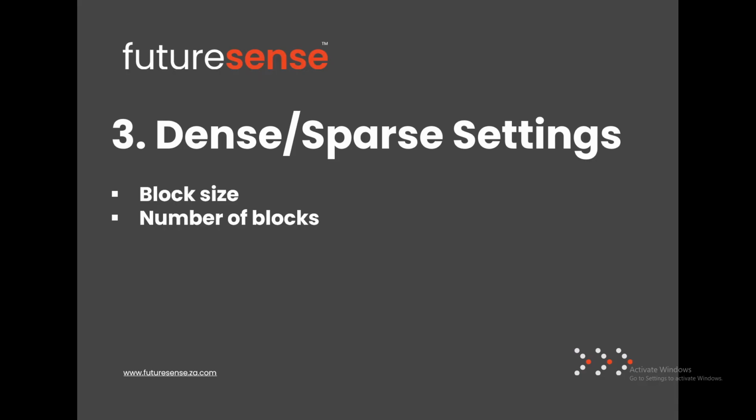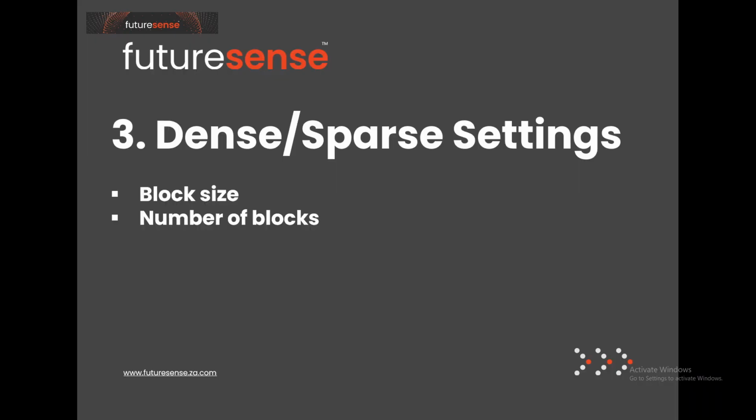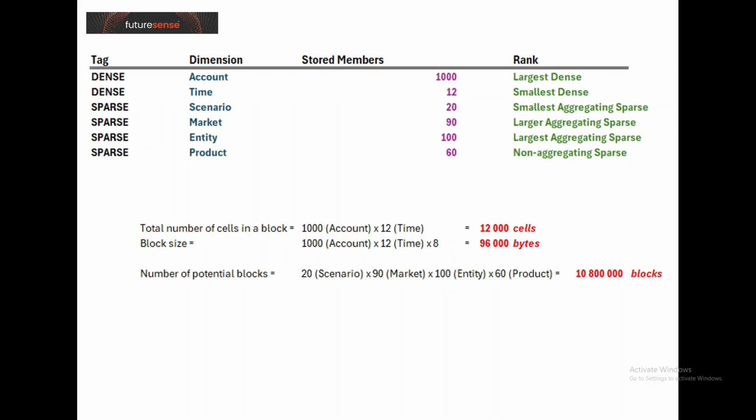Let's discuss blocks in planning and Essbase. Dimensions tagged as dense will make up the cells within a block. Dimensions tagged as sparse will create the blocks themselves. The system creates a data block for each unique combination of sparse dimension members that contains data. Tagging dimensions as dense and sparse determines the overall size and structure of the database.